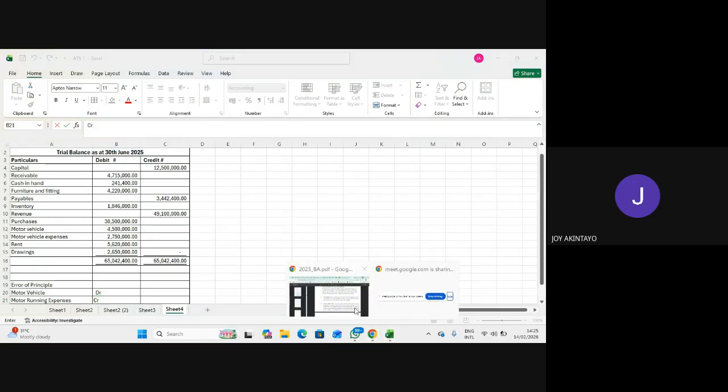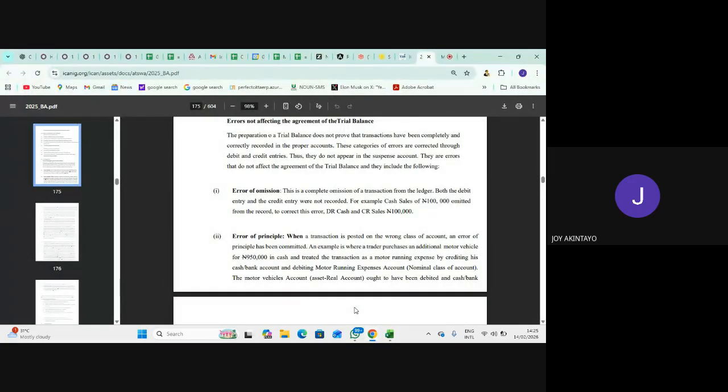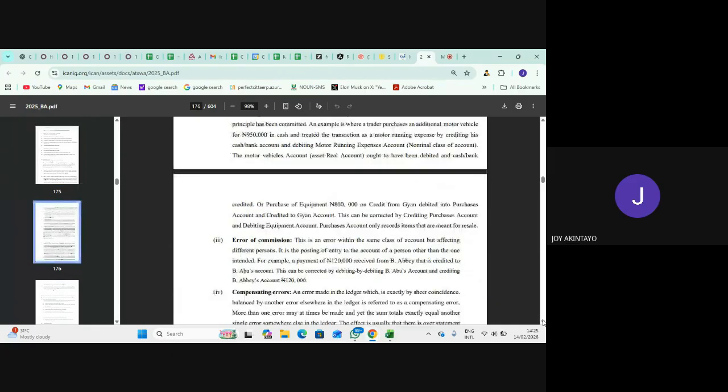So next thing. We've solved that one. We are moving to error of commission. Now, this is an error within the same class of account, but affecting different persons. This is actually based on personal accounts, but it's affecting a different person. It is posting of an entry to the account of a person other than the one intended.